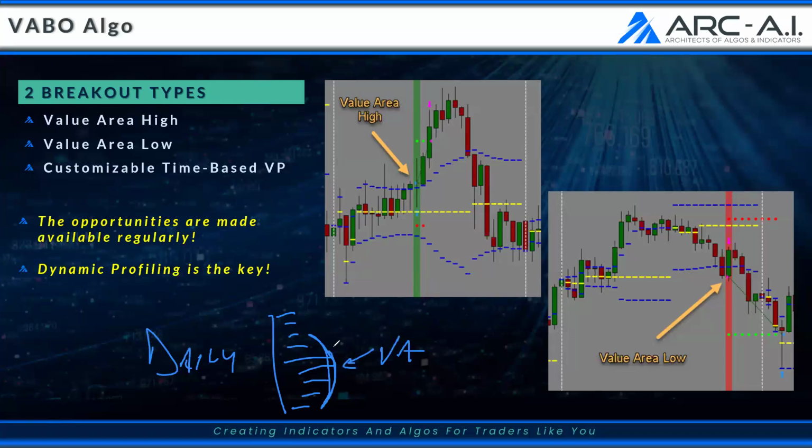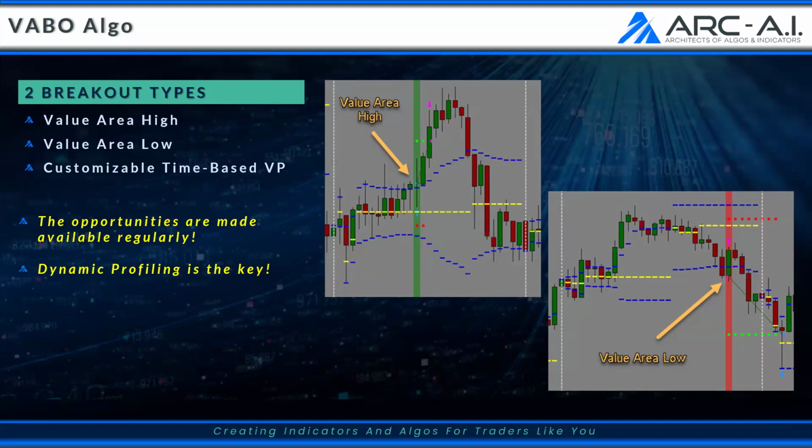Okay, so the value area is usually set to about 70% of the total volume for that profile. So in here, we've got the value area high and the value area low. Naturally, it's just the edges of the value area. When we break above or below the value area and we close, this provides a signal with this system. So you can look to trade these with this system, and there's a real edge to it because it's volume based.